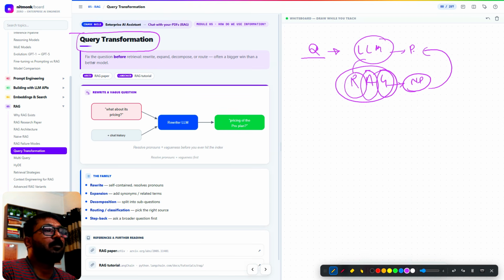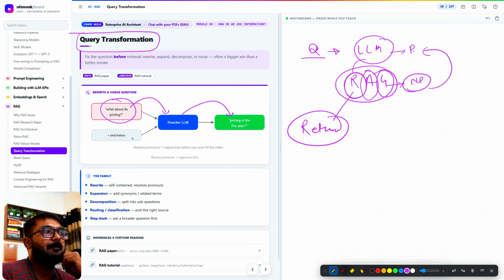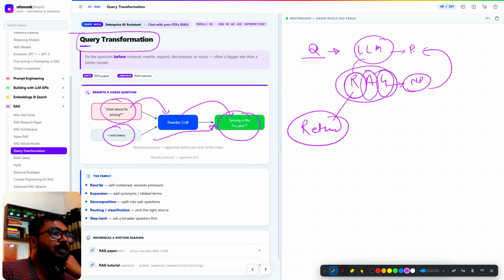Query transformation is about doing a better retrieval, and one of the techniques is transforming the query. The query that the user is asking, we try to transform to make it better. Like, "What about its pricing?" is rewritten by the LLM as "pricing of the pro plan," using chat history. We understand the chat history of the user, which product they were communicating about earlier, then rewrite the query and ask about the pricing of the pro plan. So it's about rewriting to be self-contained, resolving pronouns, expansion, adding synonyms and related terms.